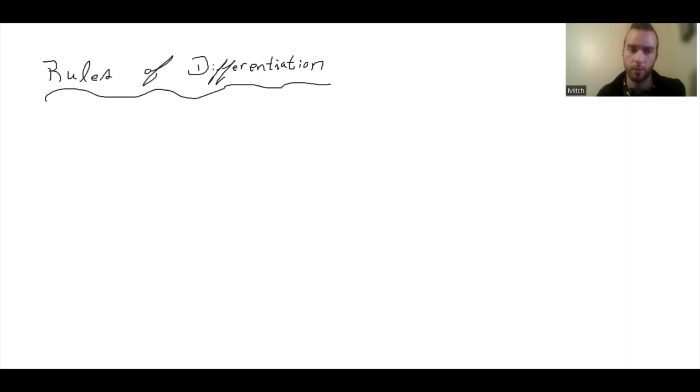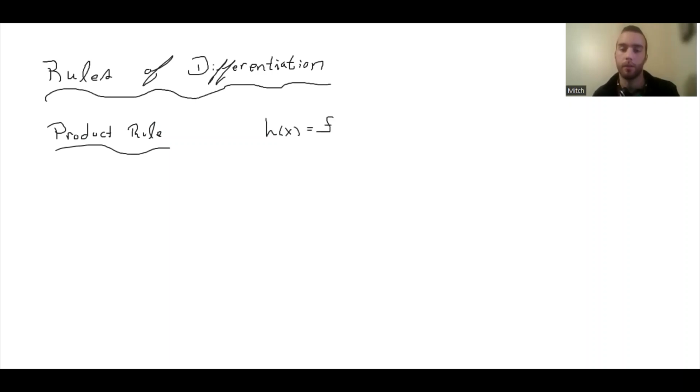So right now we're just going to start with the product rule. The product rule is for when we're taking the derivative of some function, let's call it h of x, and it's of the form of two functions being multiplied by each other. So it's a product. So it looks like f of x times g of x.